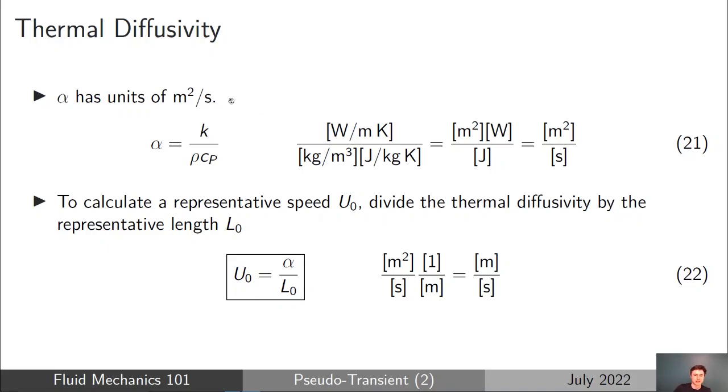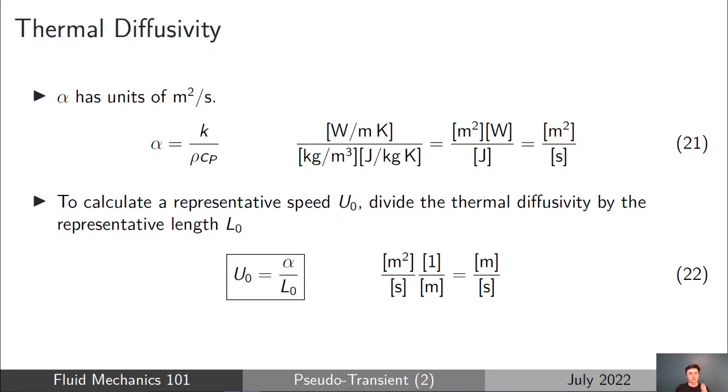And all we need to do to get to our representative speed is to just divide alpha, the thermal diffusivity, by our representative length scale, which we looked at the start of the talk. And I've just left up here on the slide the units on the right hand side of the equation so that you can check that the units do indeed check out and give you the right units that you want.